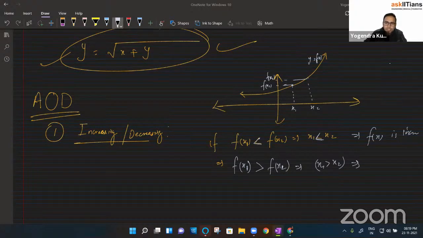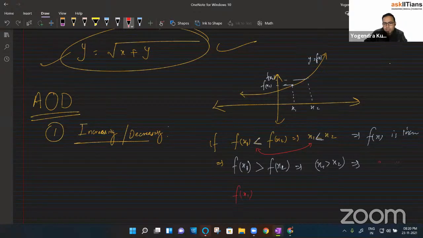What has changed actually? x2 is here, x1 is here. Many people are confused, so you need to be careful about this part. The position should not change. Otherwise, if you write it here and there, it will reverse the inequality. So it is still increasing.